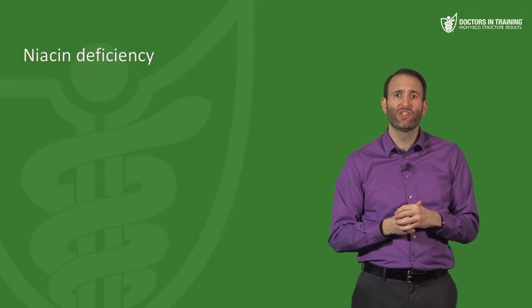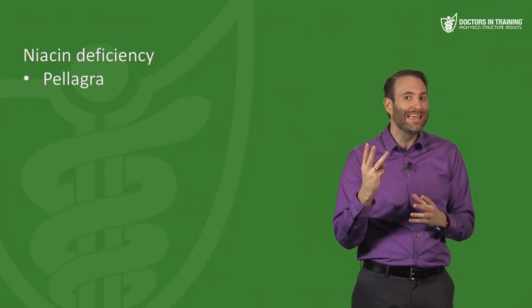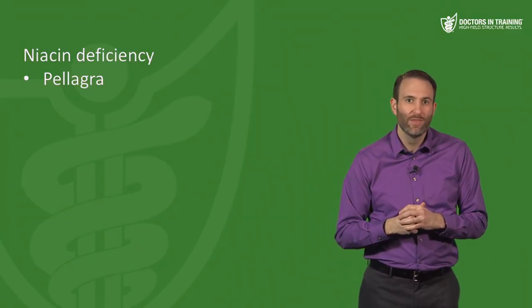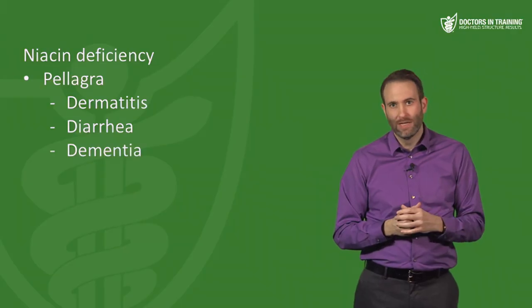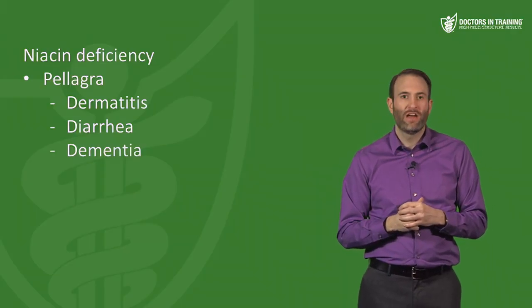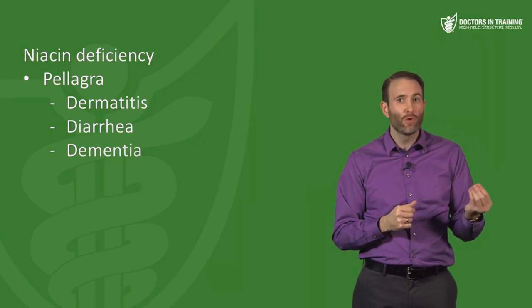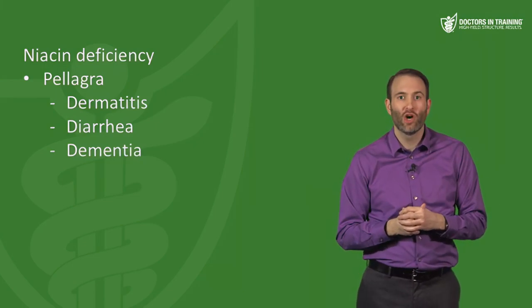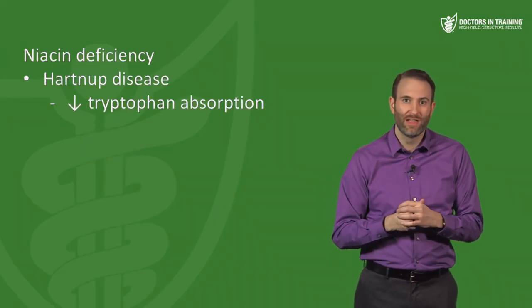Now, what disease is caused by niacin deficiency? Well, it's pellagra. So here you have your 3 Ds of vitamin B3 deficiency. So the 3 Ds are dermatitis, diarrhea, and dementia. Now, vitamin B3 deficiency can occur from a dietary deficiency. Also important to remember here that pellagra can be caused by Hartnup disease. You actually get decreased tryptophan absorption in that situation.